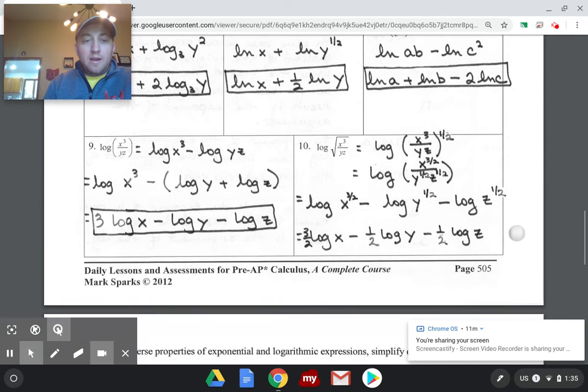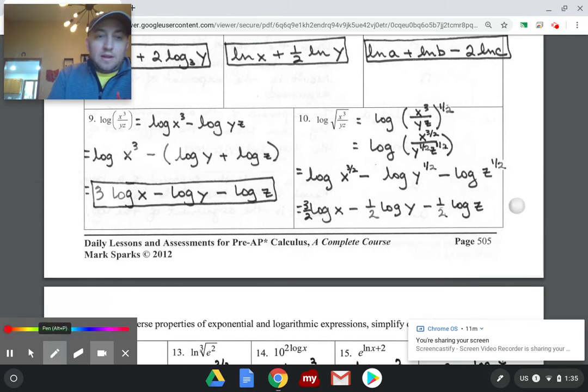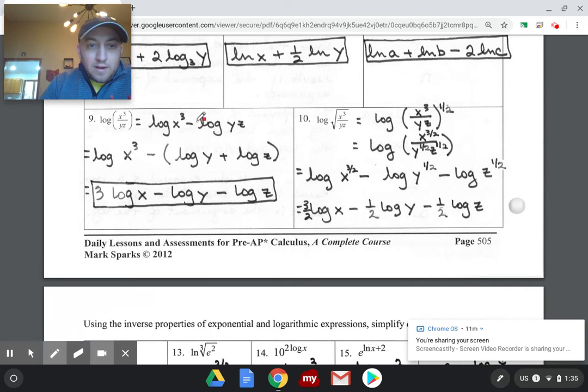And then number 9. Number 9 gets a little bit more complicated. And then 10's a little bit like that as well. So number 9 here, split up the division with a minus. So I end up with log of x cubed minus log of yz. That's not the difficult part of this.